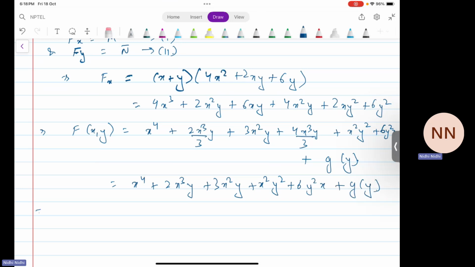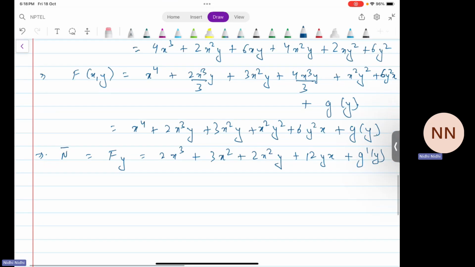Now differentiating this with respect to y, so we know that f y is n bar. So this implies n bar is equal to the derivative of f with respect to y, which, from here, is equal to 2x cubed plus 3x square plus 2x square y plus 12yx plus g dash y.